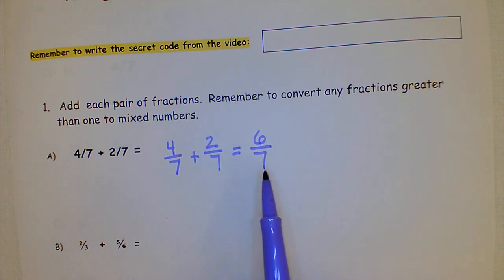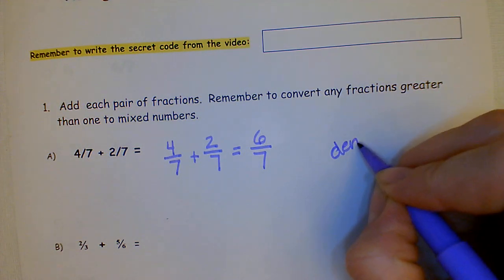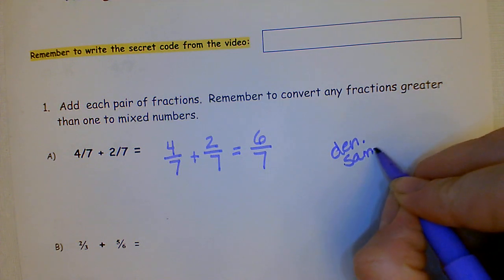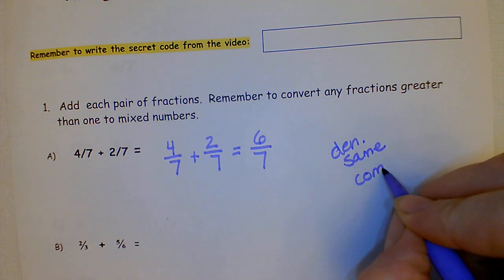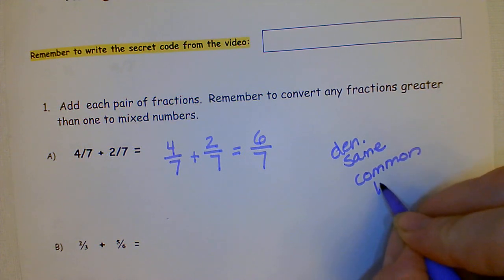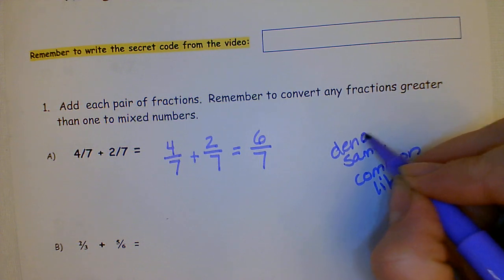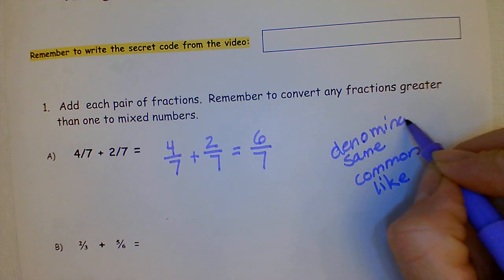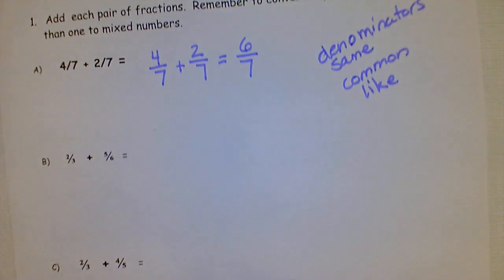So again, this was one of those where the denominators were the same. So I'm just going to put denominator same, and that's also known as common or like. I'm just going to write that the first time so we have all this vocabulary for us. And I'll go ahead and write it. Denominators are the same. Okay, so let's take a look at the next question.